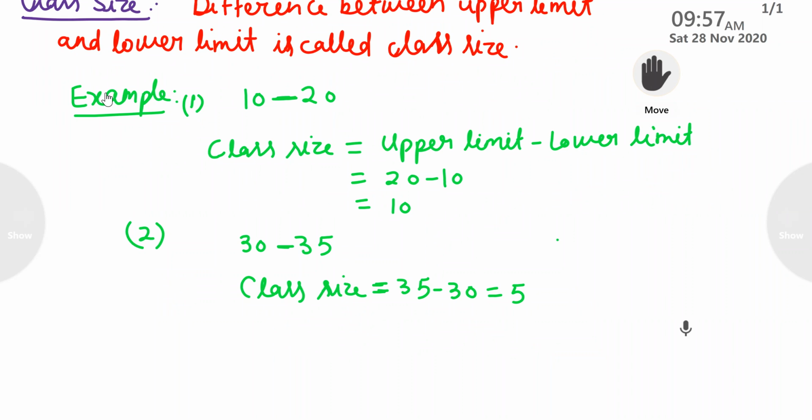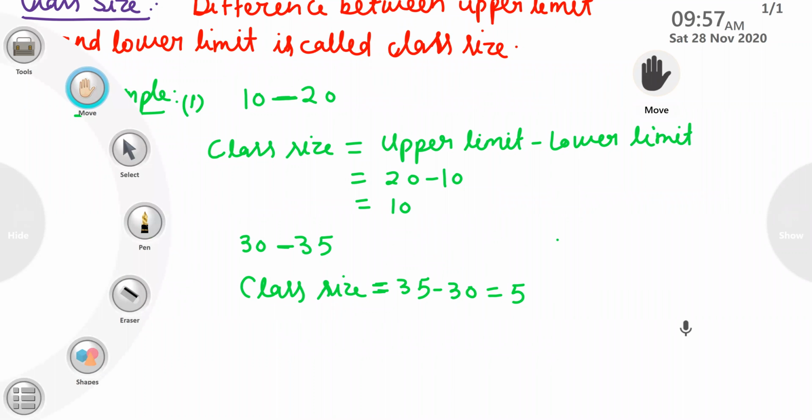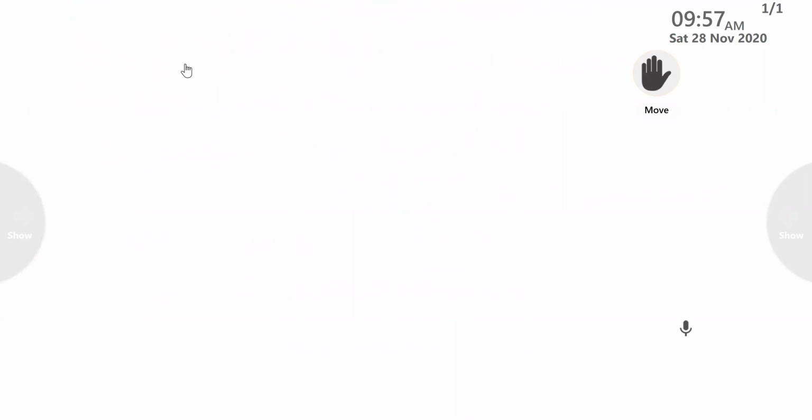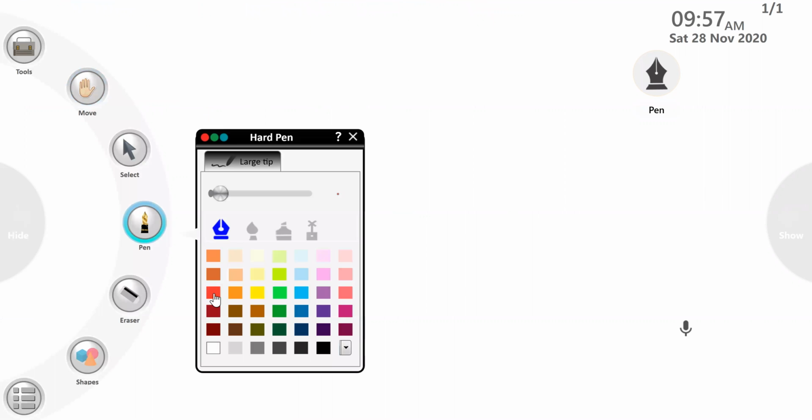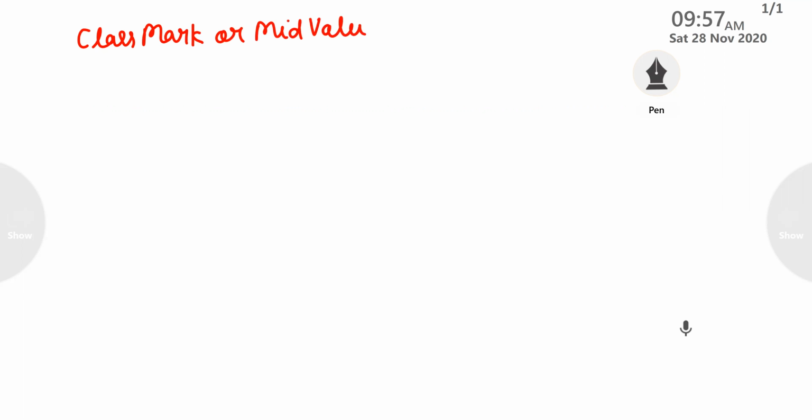Next key heading. Last concept. After that, I will start my graph. Class mark or mid value. These are the small concepts we will use while solving the questions. Key heading, class mark or mid value.